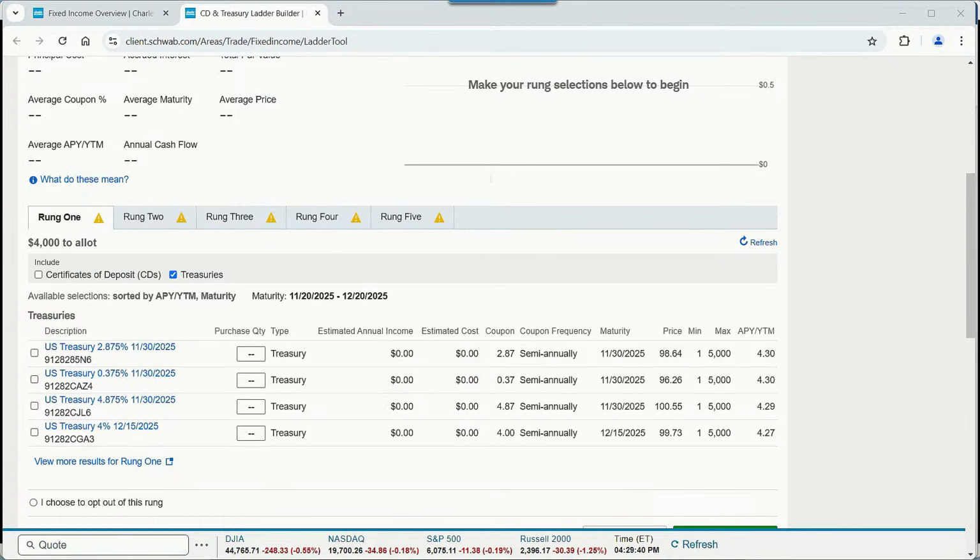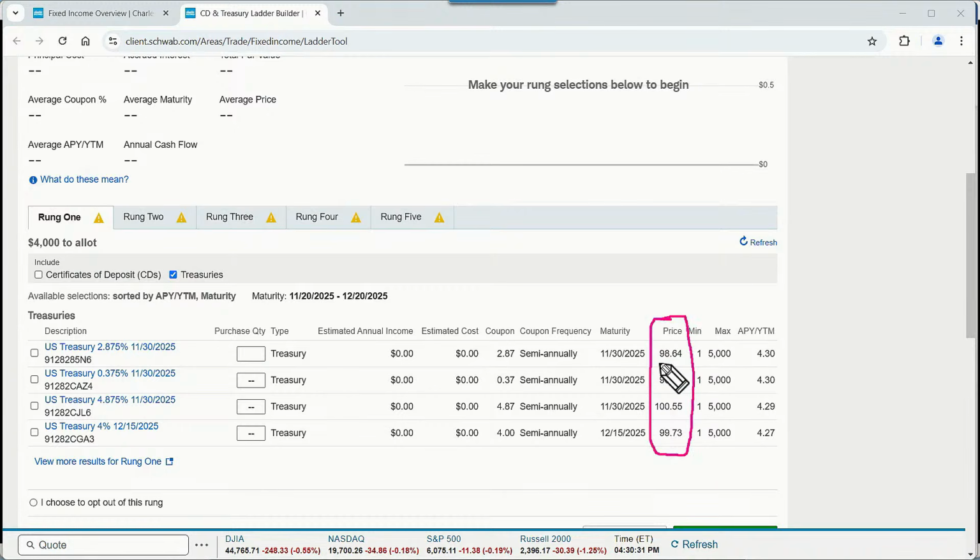Okay, let me get out of here, and I have different choices on this. Let me just click on this. You can see the coupon payment here. It's semi-annual, and there's my maturity. Another thing I should probably mention is the price. Remember, we are buying these from somebody else.